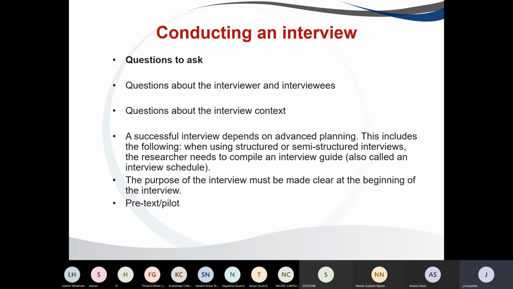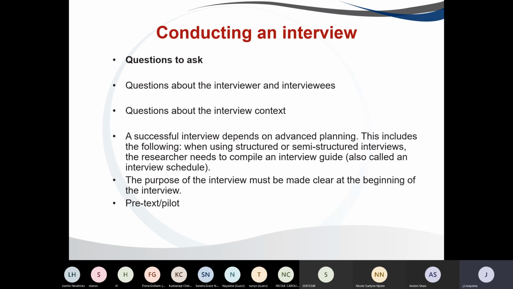So is it a group interview? Is it an individual interview? Where's the interview going to be? Is it at the participant's house? Is it going to be at a cafe somewhere? Have you gotten the relevant permission? If you're working with children, have you gotten consent? Have you gotten assent? Have you gotten ethical clearance? All of those things need to be sorted beforehand.